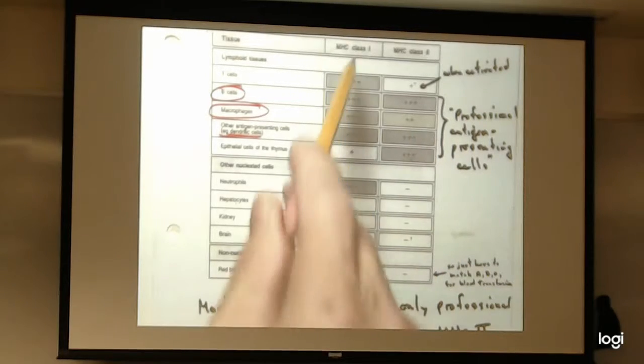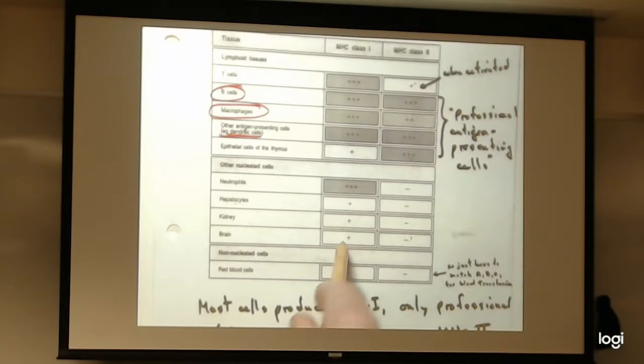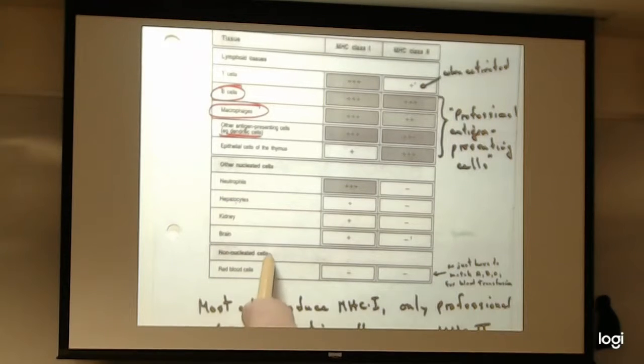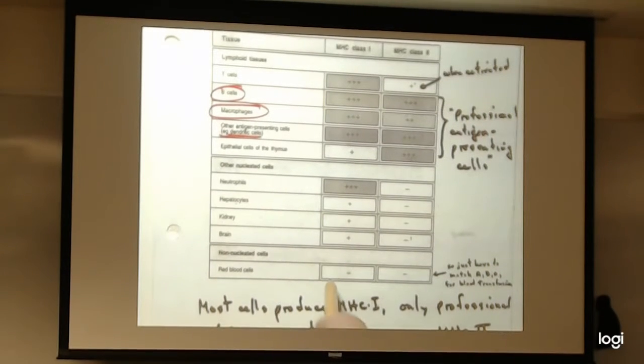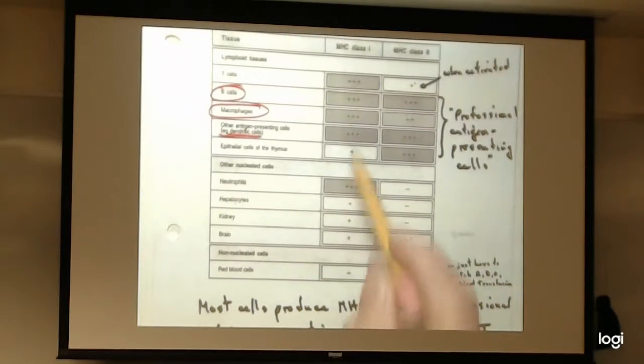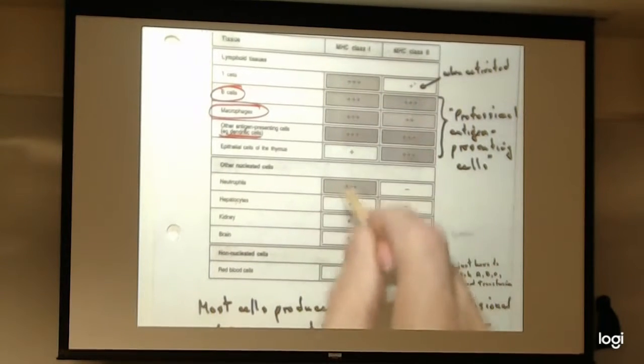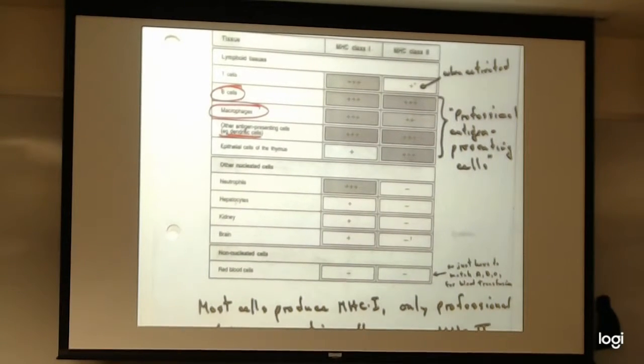Okay. For the class 1 molecules, everybody expresses them. Red blood cells are non-nucleated, and so they don't express any kind of MHC. But everybody else does it, and in particular the professional antigen presenting cells express a lot more than other kinds of cells. But for our purposes, everybody makes class 1, and just a few cells make class 2, the professional antigen presenting cells.